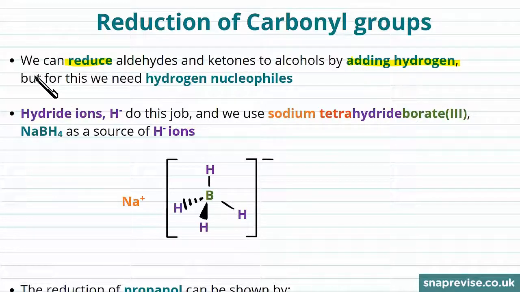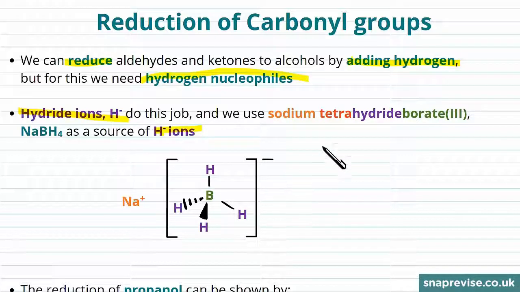To be able to add hydrogen, we need some hydrogen nucleophiles because it's going to be a nucleophilic addition reaction, as we saw the mechanism for in the last part of the video. Hydride ions, H-, will do the job of being a hydrogen nucleophile because they have a negative charge. We use sodium tetrahydridoborate(III), NaBH4, as a source of these H- ions.